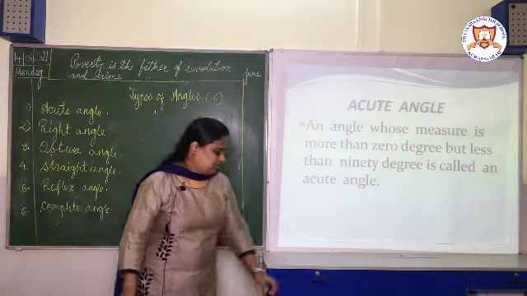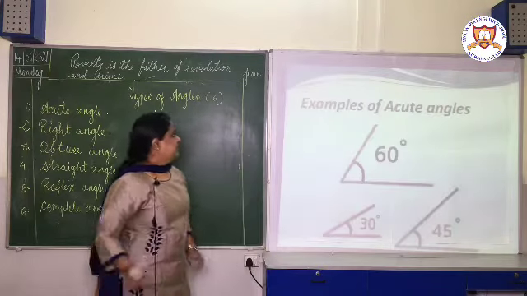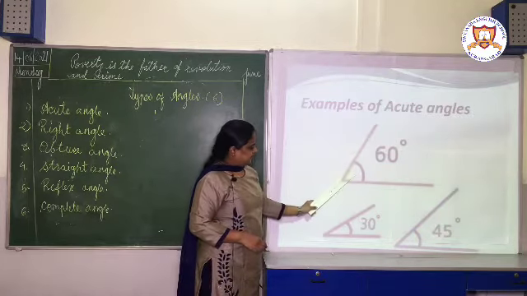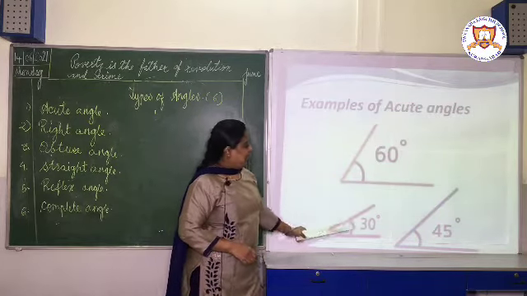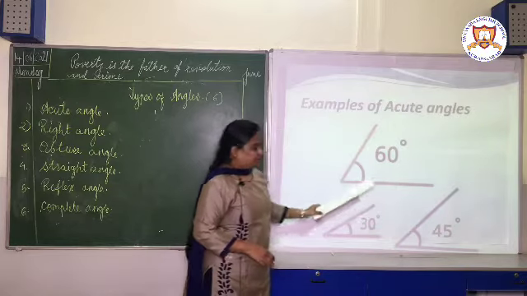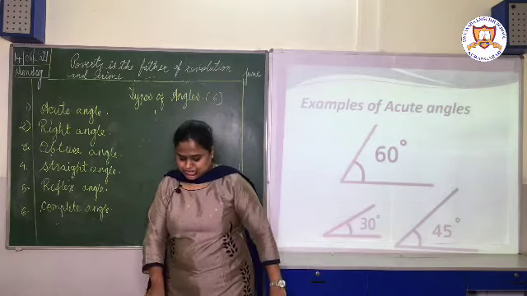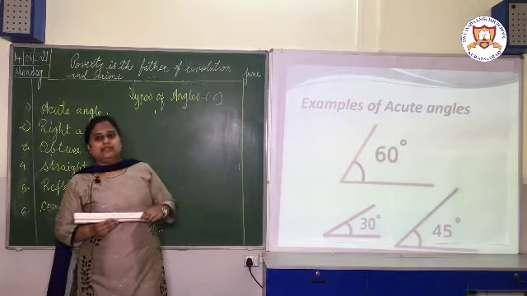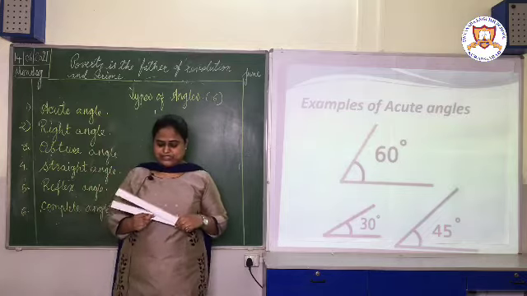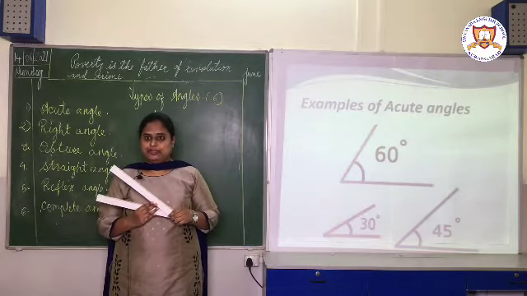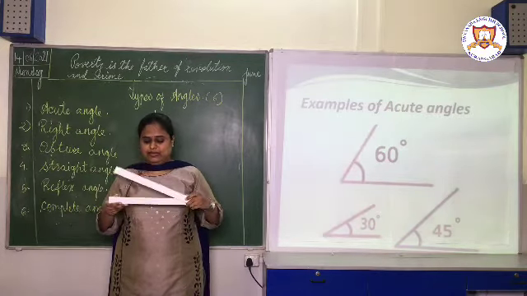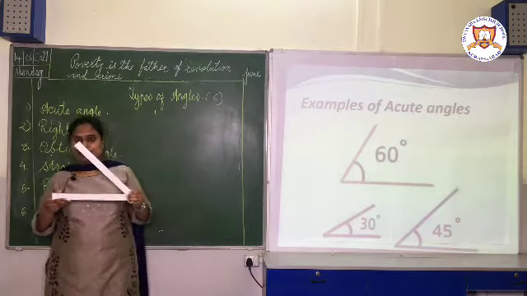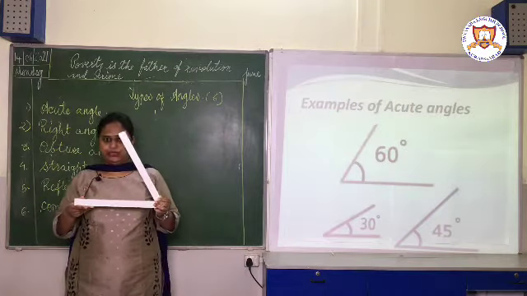Okay, so for example, we will see examples of acute angles: 60 degree, 30 degree, 45 degree. Okay, so we'll see it practically. I'll show you. See, this is the acute angle. It means the angles whose measure is greater than 0 but less than 90 degree. So we can say this is also an acute angle. This is also an acute angle. This is also an acute angle.